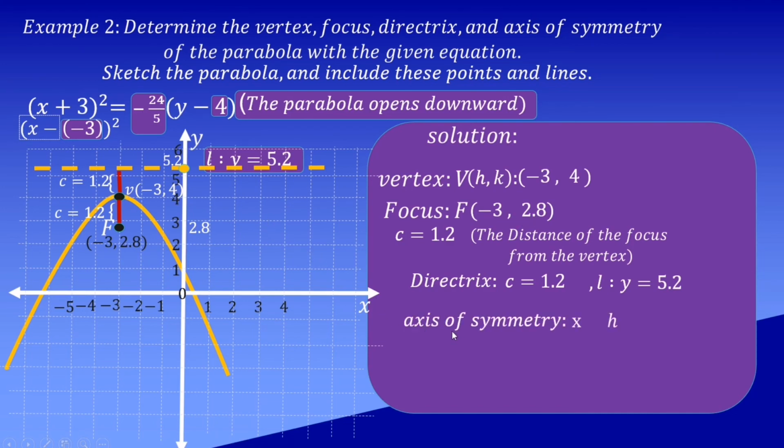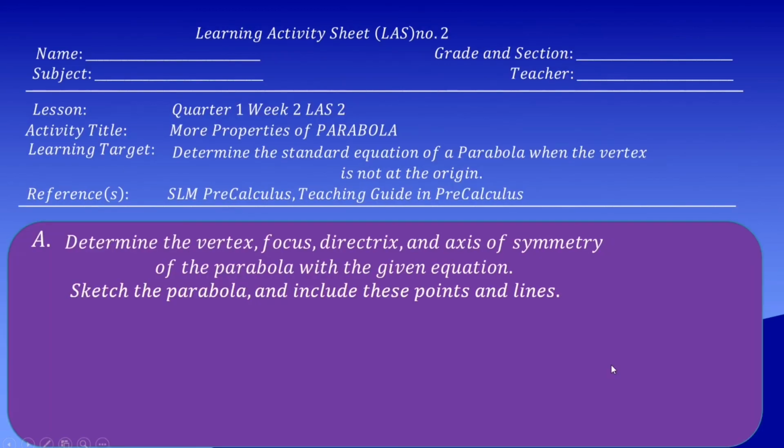For the axis of symmetry, x is equal to h. From the vertex, h is negative 3. So here's the axis of symmetry. The value of x is negative 3. And we have this line intersecting this point and dividing the parabola, which is vertically aligned.